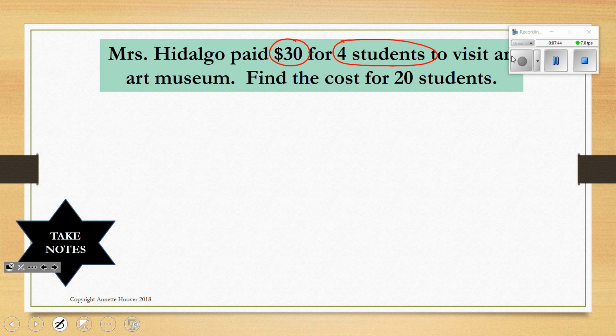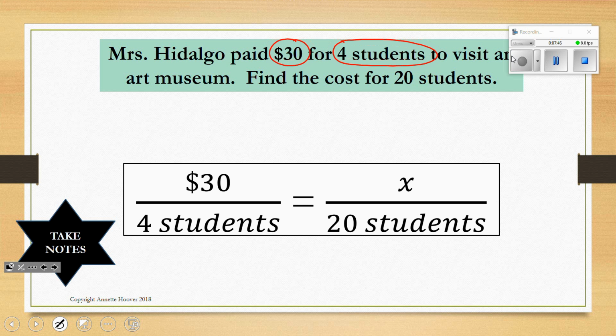So when setting this up, I have the amount of money, $30, for the 4 students. Then it says find the cost for 20 students. So the 20 students has to be on the bottom, just like students was on the left side. And the cost is going to be on the top, just like it was on the left side. So now we set up our 2 ratios.